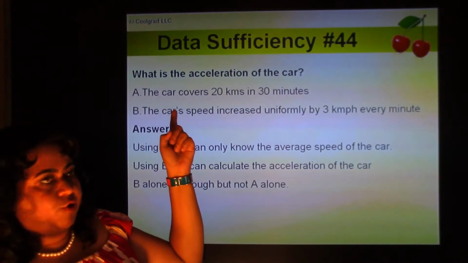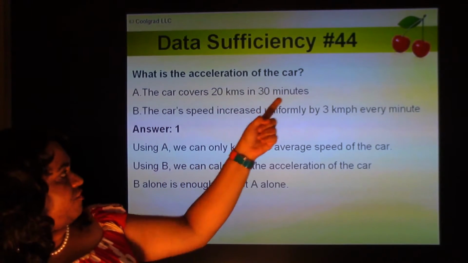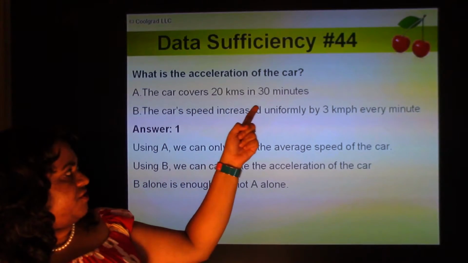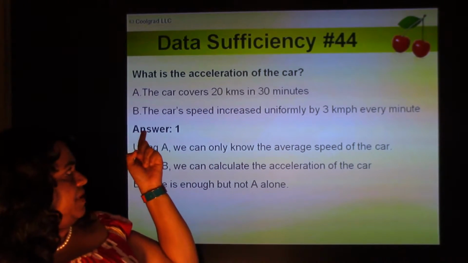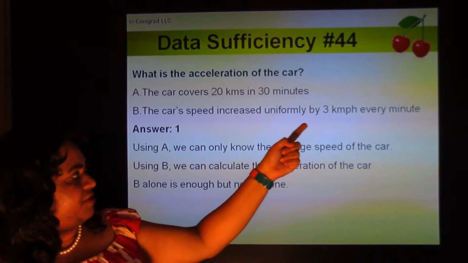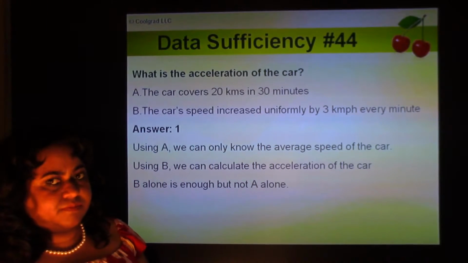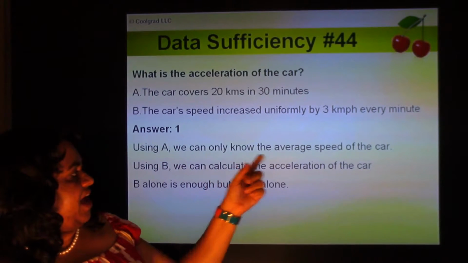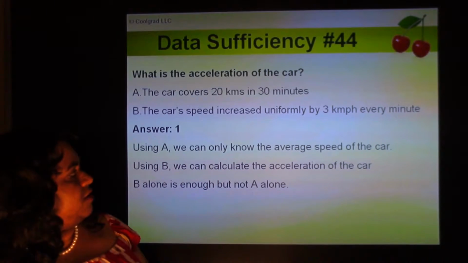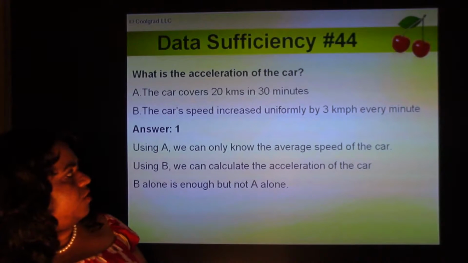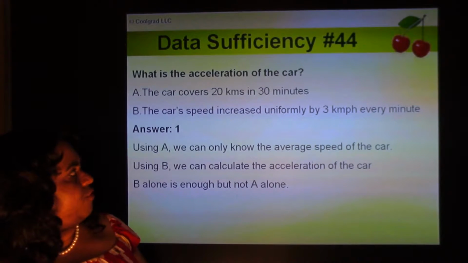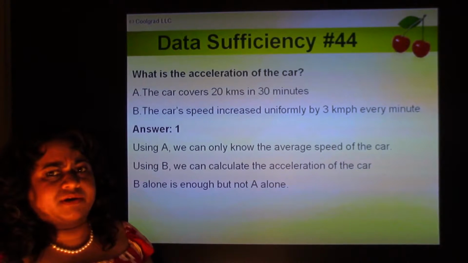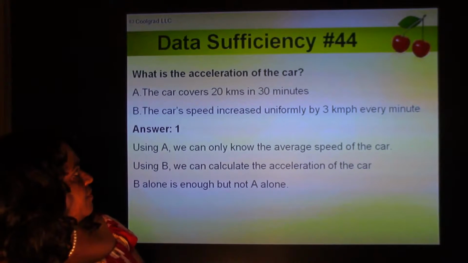So question 44. What is the acceleration of the car? Statement A. The car covers 20 kilometers in 30 minutes. Statement B. The car speed increased uniformly by 3 kilometers per hour every minute. So using statement A alone, we can only know the average speed of the car. 20 kilometers in 30 minutes, so that's like 40 kilometers in 1 hour. So the average speed of the car is 40 kilometers per hour. That's all we can infer from statement A.